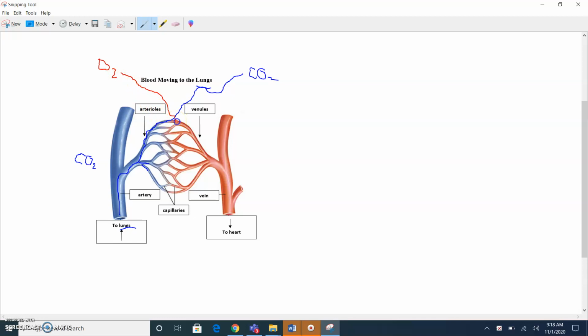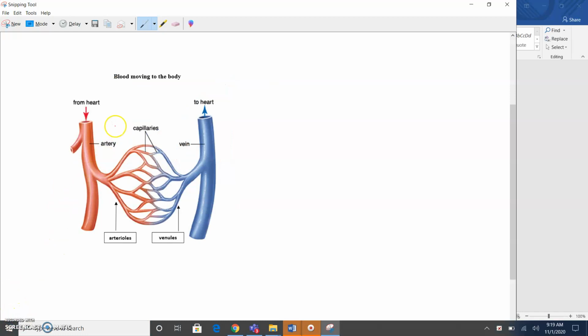So oxygen will enter in the capillaries, and then the blood will start to go into the larger venules, which will start to return blood back to the heart, and then into the larger veins, and then back to the heart using those pulmonary veins.